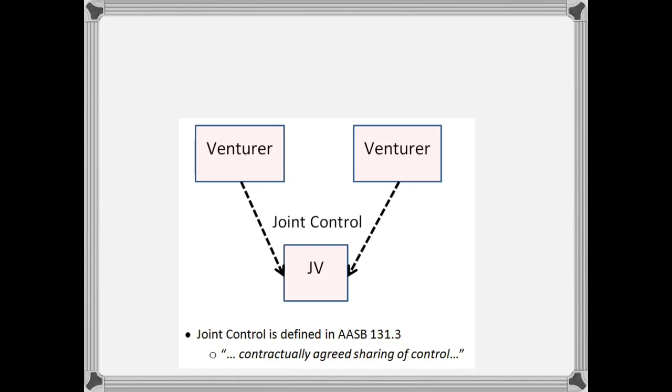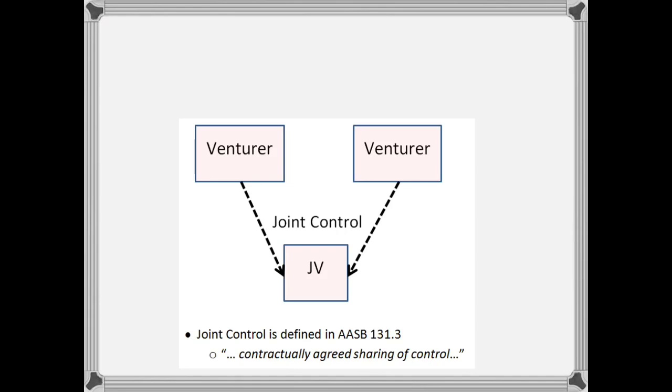So, according to AASB 131, a joint venture is a contractual arrangement whereby two or more parties undertake an economic activity that is subject to joint control. And this joint control is a contractually agreed sharing of control over an economic activity.